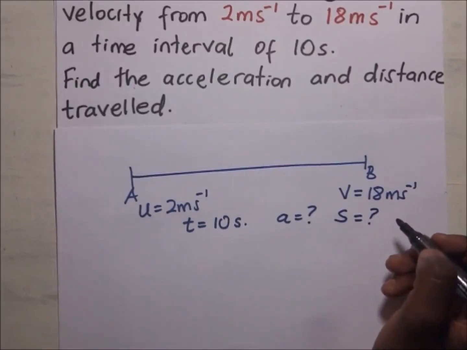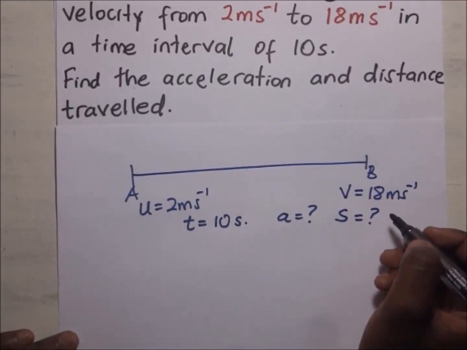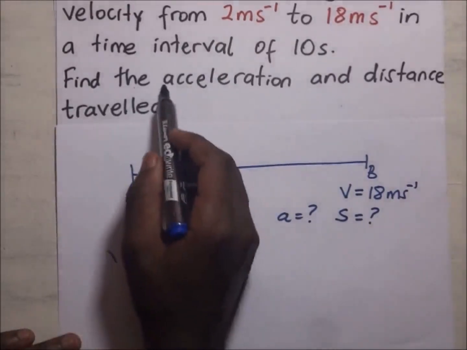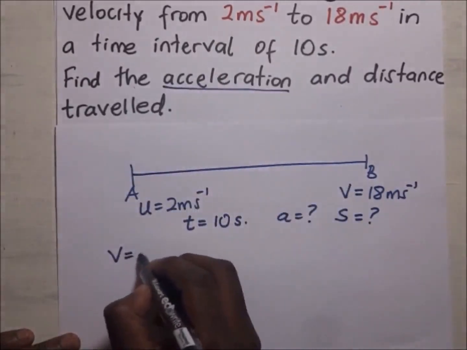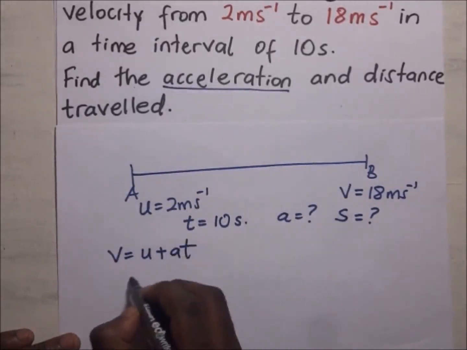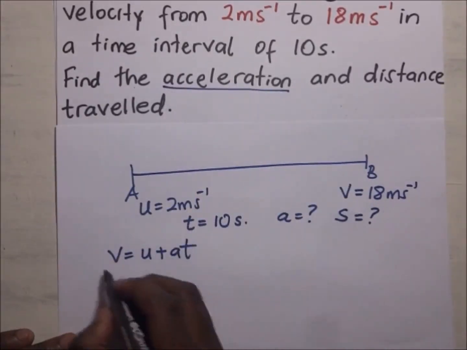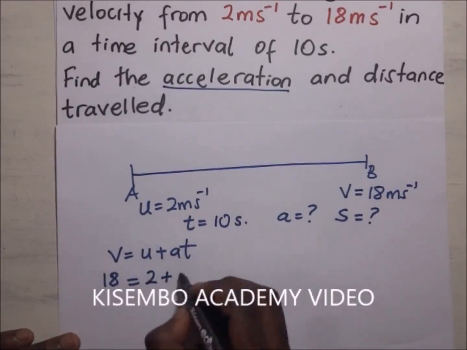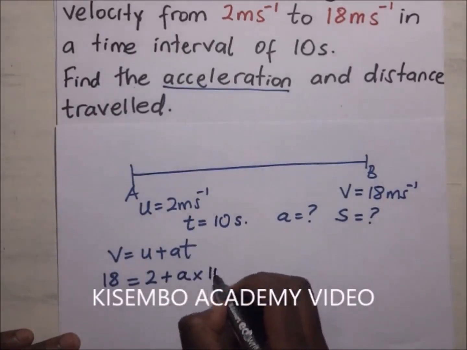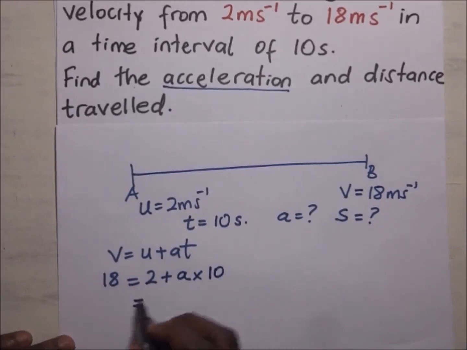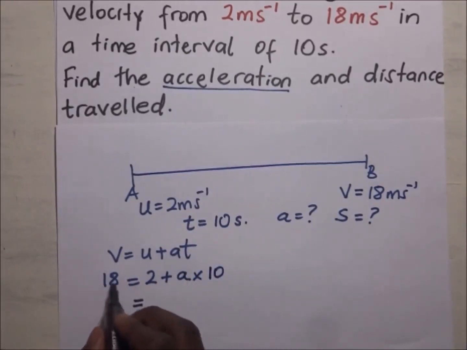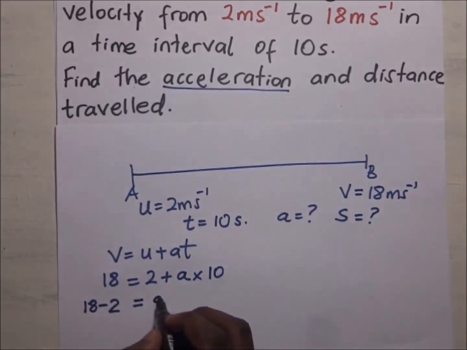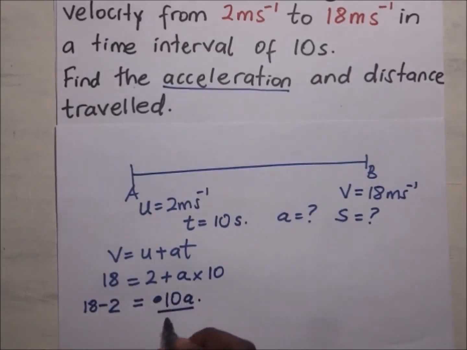So again, from our equations of motion, to find the acceleration, we can just go on with the first equation of motion. We know that V is equal to U plus AT. What is V? Our final velocity is 18. It is going to be the initial velocity U, which is 2, plus our acceleration A times the time, which is 10 seconds. Making A the subject of the formula, the 2 comes this side, it becomes 18 minus 2 is equal to A times 10, which is 10A. Divide both sides by 10.